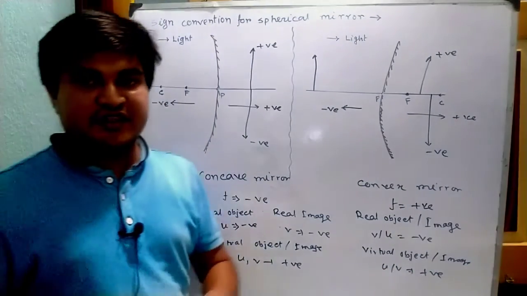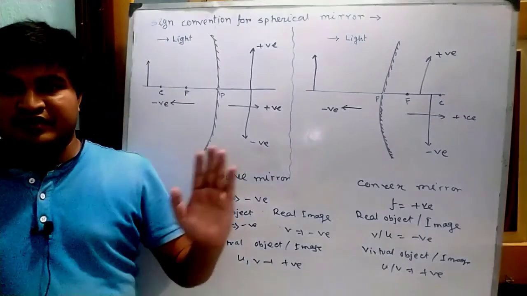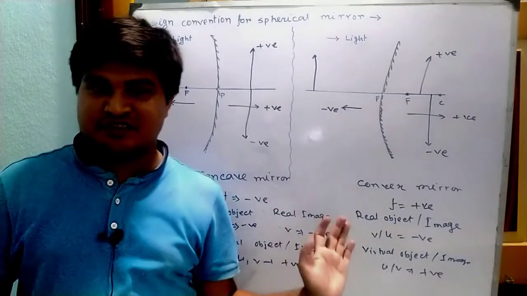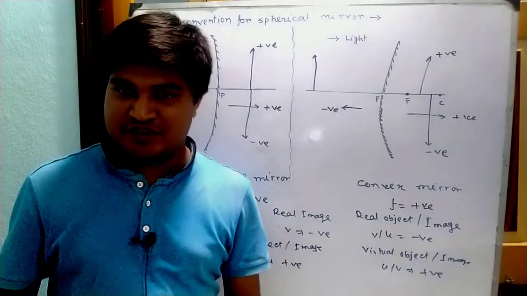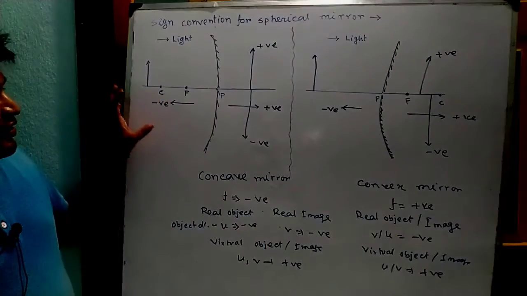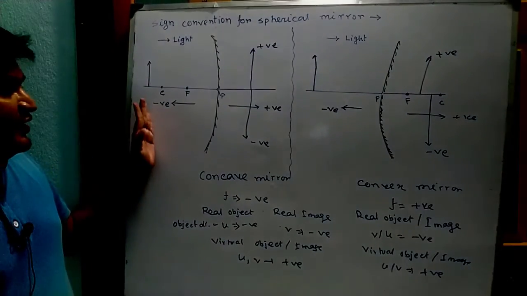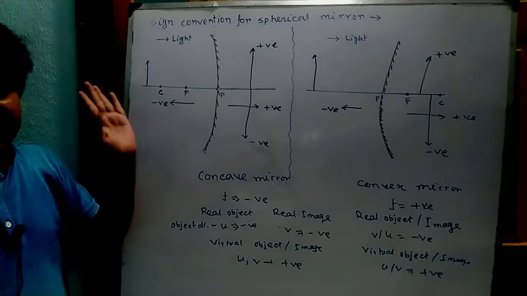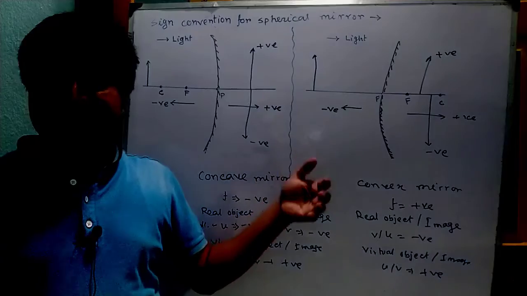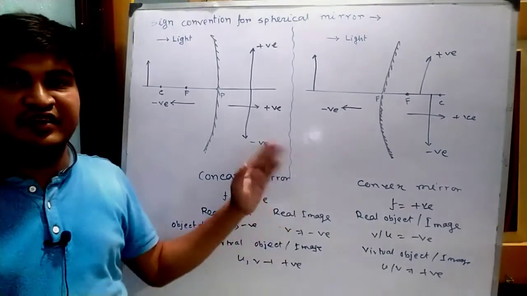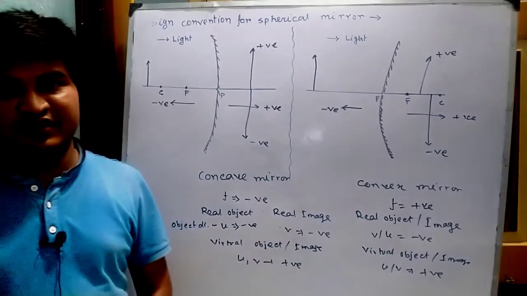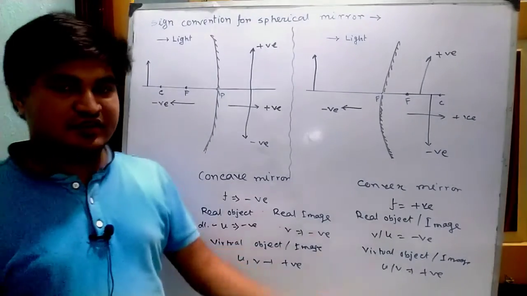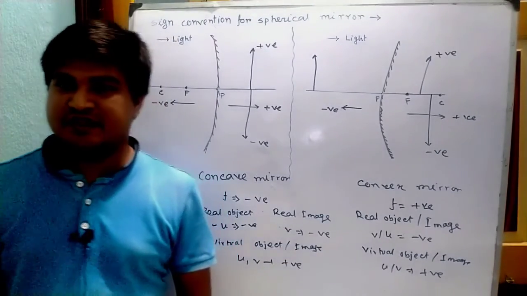Clear? That is, if we consider the light is traveling from left direction towards the rightward direction, then anything which is present in the real space will be considered as negative, and anything, object, image or focus, which is present in the virtual space is defined as positive. These are the rules of sign convention.